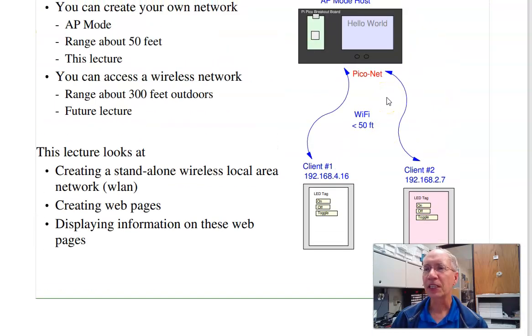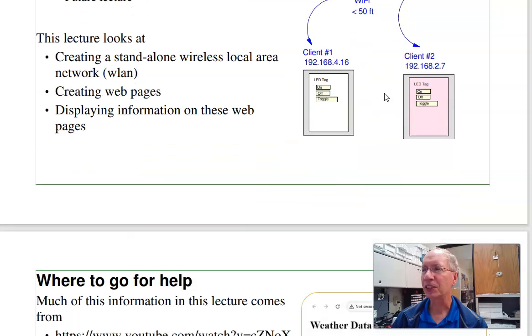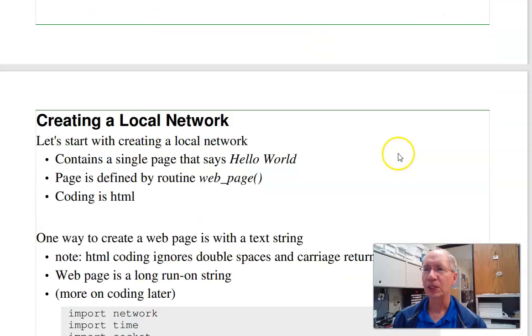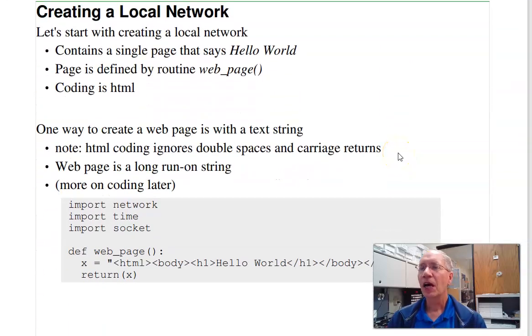So what we're going to look at is how to do that, how to create web pages, and some HTML programming to set up those web pages. And where we want to get to is how to create a table that has data that's being updated on the fly. So, starting out, I would like to create a local area network using the Raspberry Pi Pico as the host.